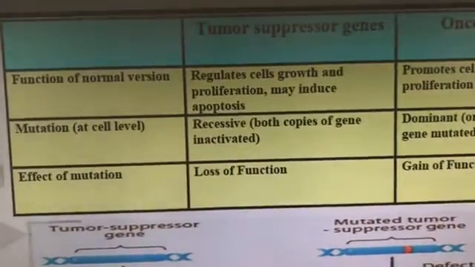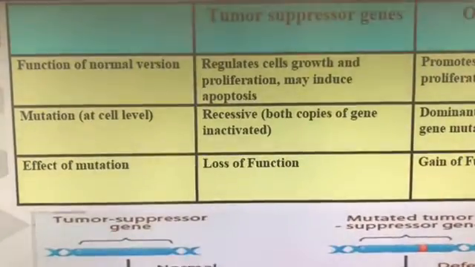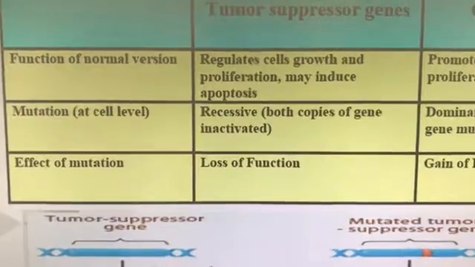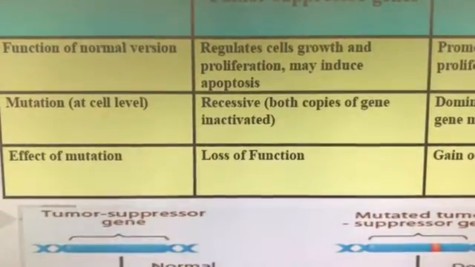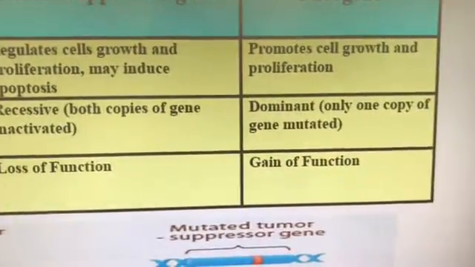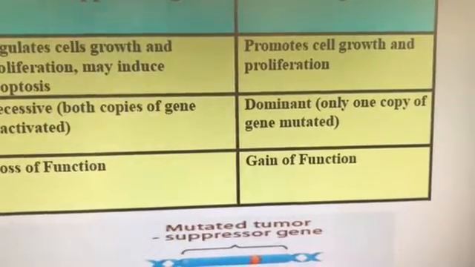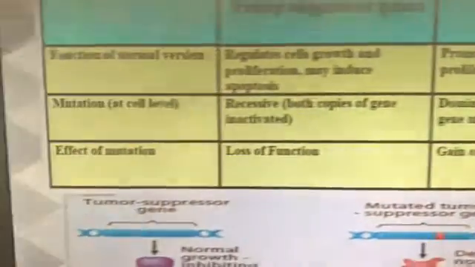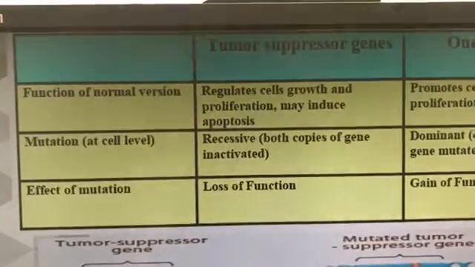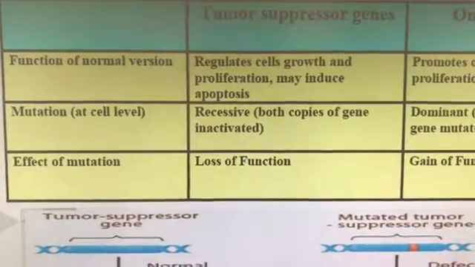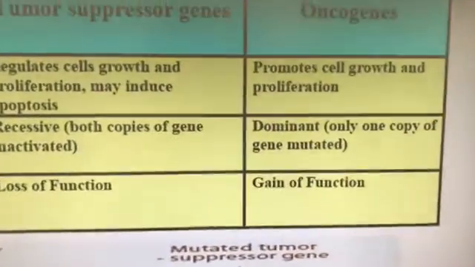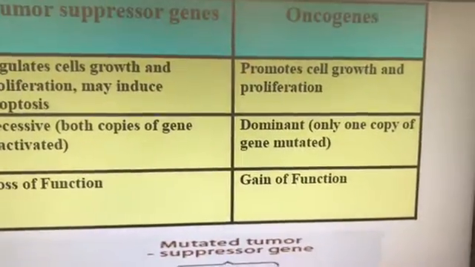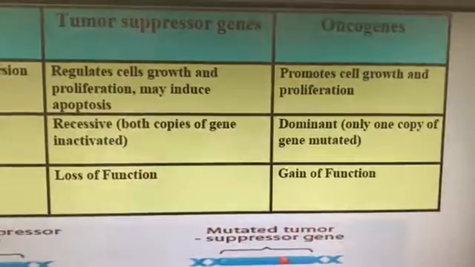Now, for a mutation to occur in a tumor suppressor gene, it has to take place on both copies of the gene to inactivate them. For an oncogene, a mutation needs to be on only one copy of the gene. So the effect of mutation for a tumor suppressor gene is a loss of function. The mutation in an oncogene is a gain of function. So these are two very different things.